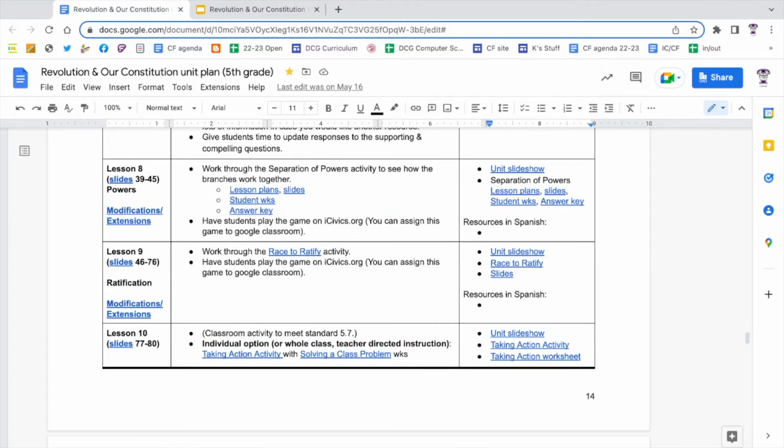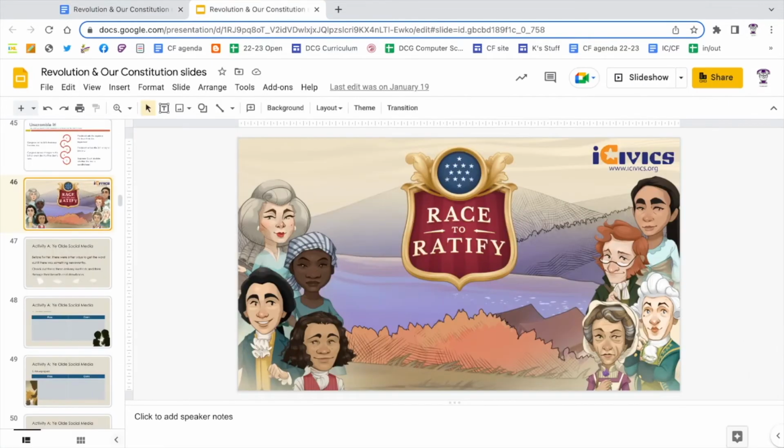In Lesson 9, we talk about ratification with the iCivics activity Race to Ratify. Within the Race to Ratify game, students play as a Federalist or an Anti-Federalist and try to gain enough support for their side to either ratify the Constitution or not.